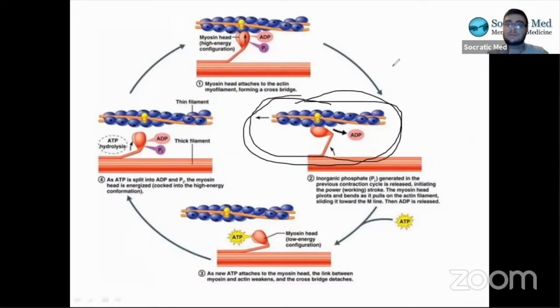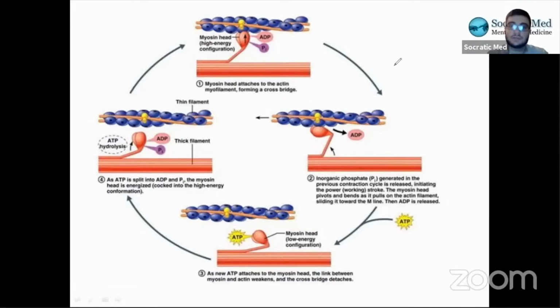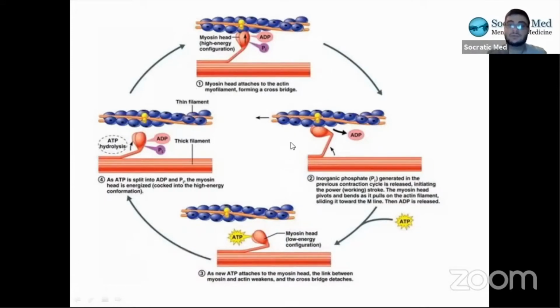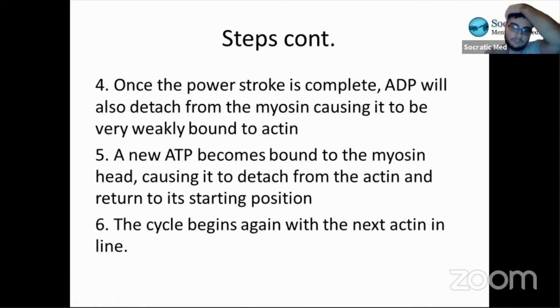For example, if they say somebody has a disease that prevents hydrolysis of ATP, which step would you be stuck at? You'd be stuck at this step because you wouldn't be able to hydrolyze to move on to this step. If they say there's a problem with inorganic phosphate and you couldn't detach it, you'd be forever stuck at this step before the power stroke, right? That's a common question they may ask you regarding this cycle specifically.